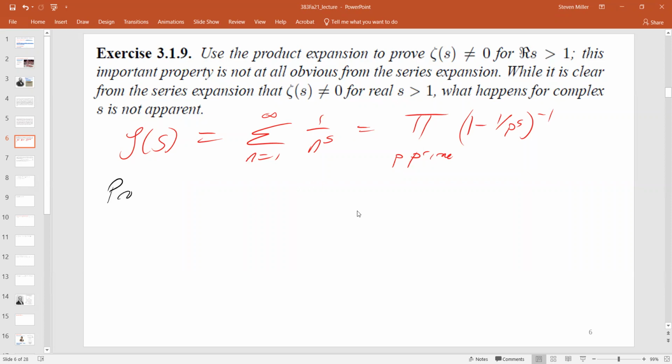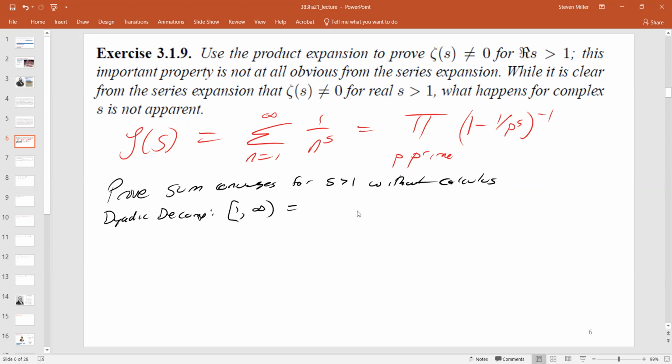So prove the sum converges for s greater than 1 without calculus. And there's actually a very straightforward proof that you can do here. And we're using the theme from last class, dyadic decompositions. Let's write the interval 1 to infinity as a union.